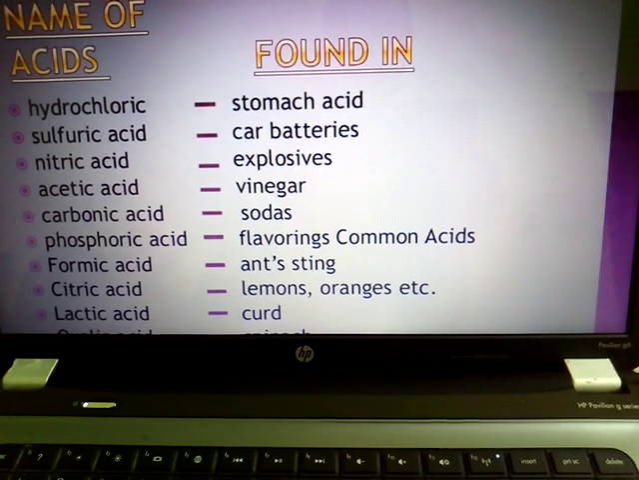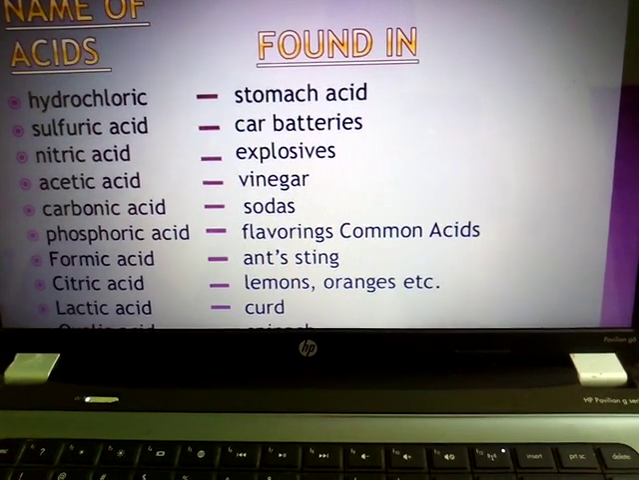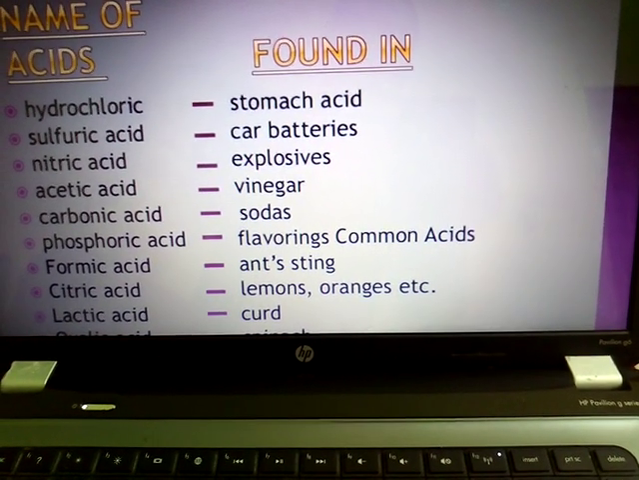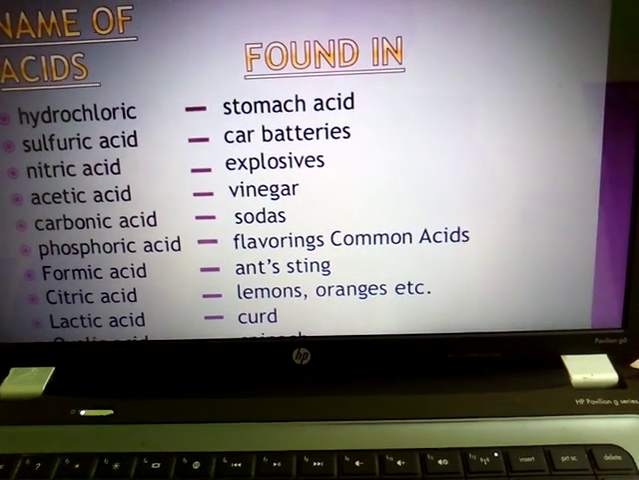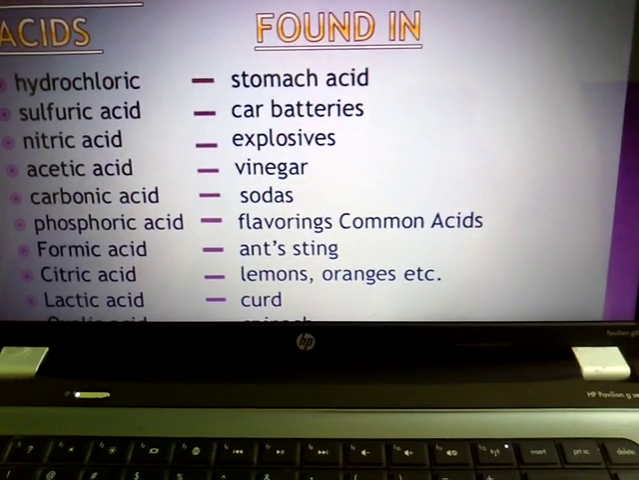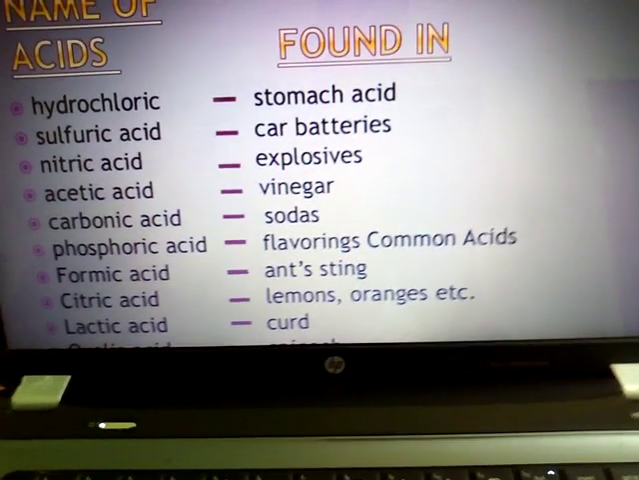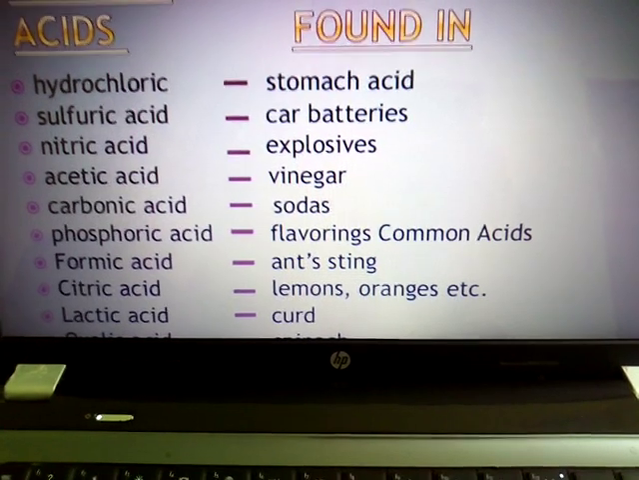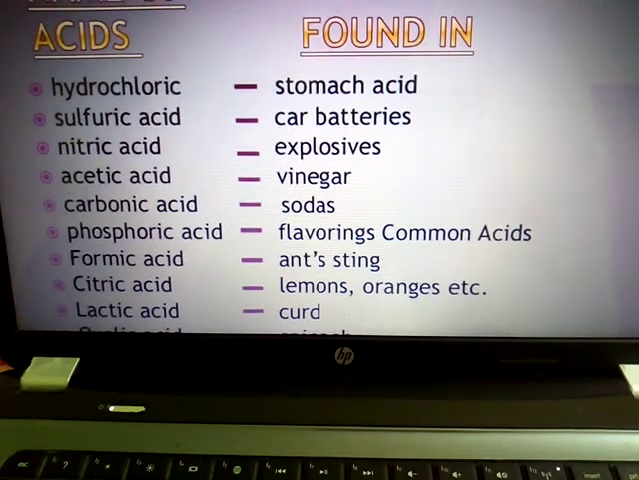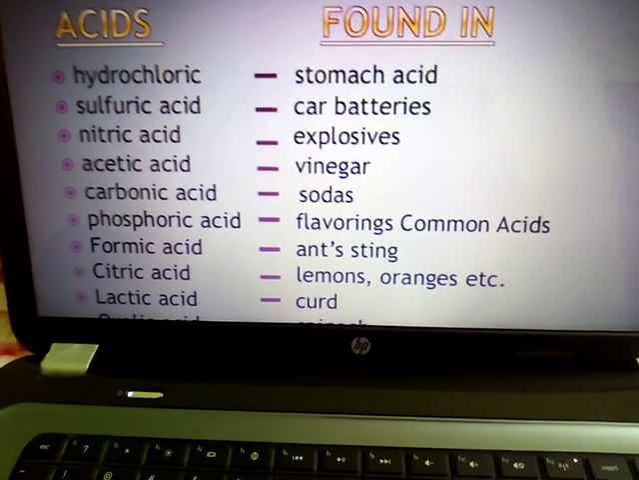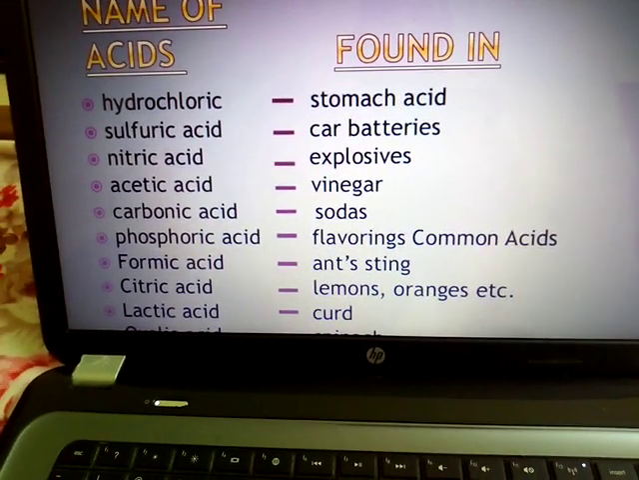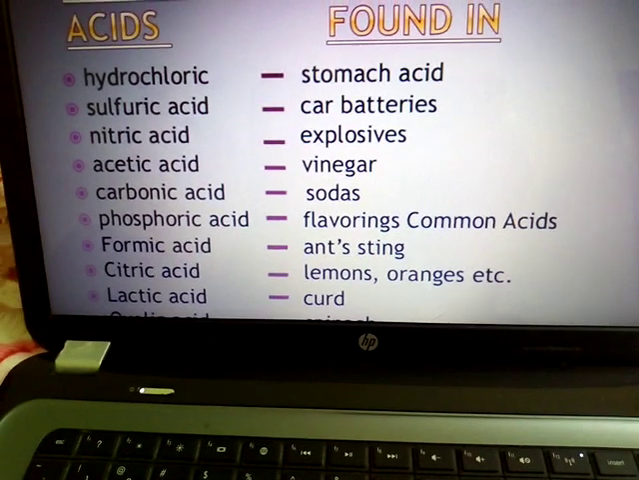Likewise there are other acids, that is phosphoric acid and formic acid. Formic acid is present in an ant's bite. When any ant bites us, we feel pain in our body or in the skin. That pain is due to the presence of formic acid, because formic acid is present in the body of ants. Now citric acid is present in lemon, oranges, and amla, which is useful for us. Then lactic acid is present in curd. So here we find the different kinds of acids.